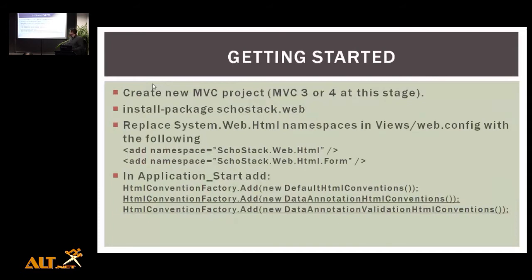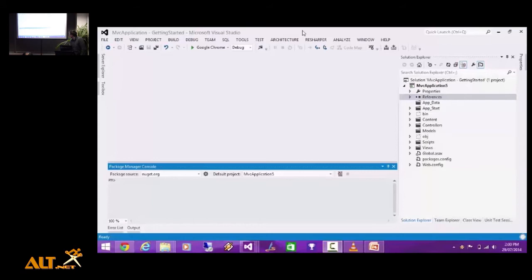So the getting started story is very easy. Install the package. There's a couple of namespaces that you have to replace. So you take out the ones that refer to System.Web.Mvc.Html, replace them with those ones, and then you add some conventions in. They're just the default conventions that we show you. There's a whole heap, and you can create your own as we go along. So I do have a little video just showing the getting started story.